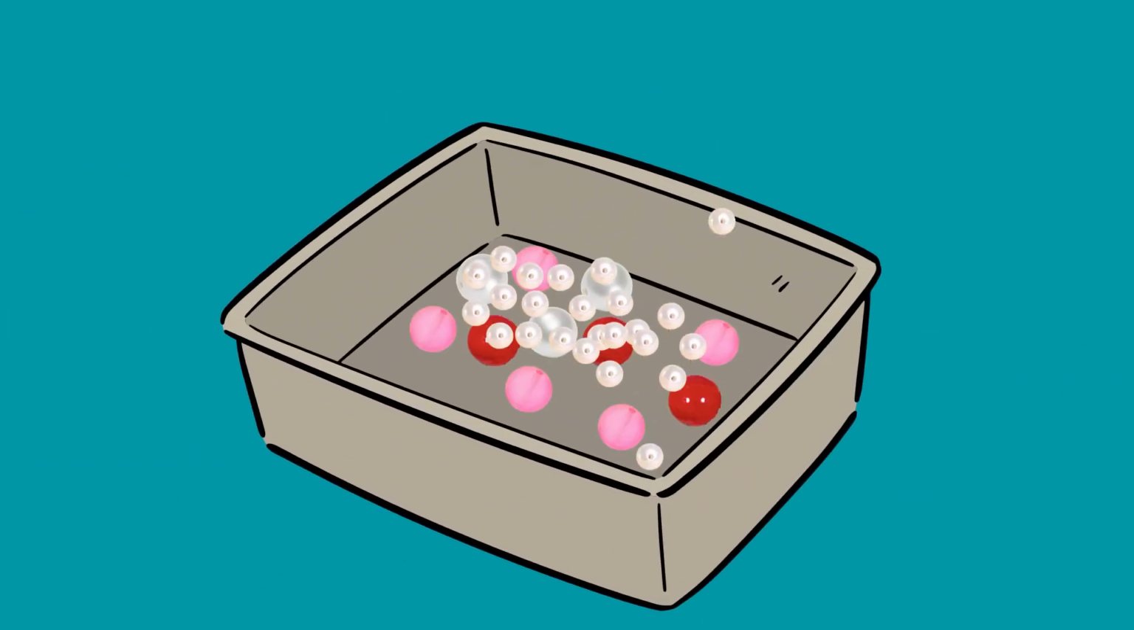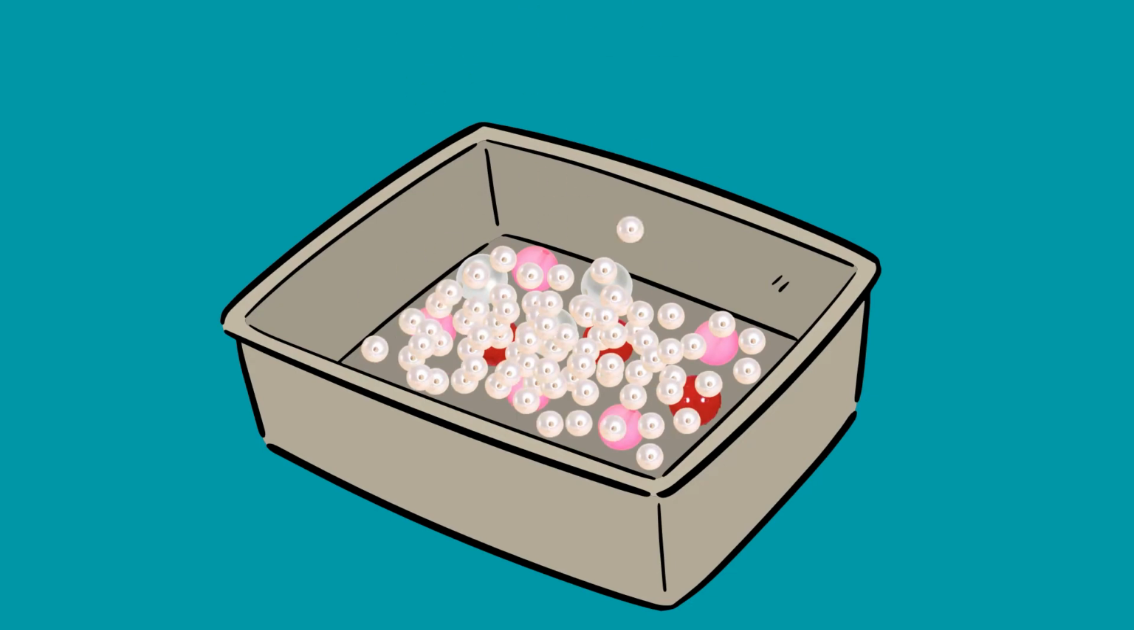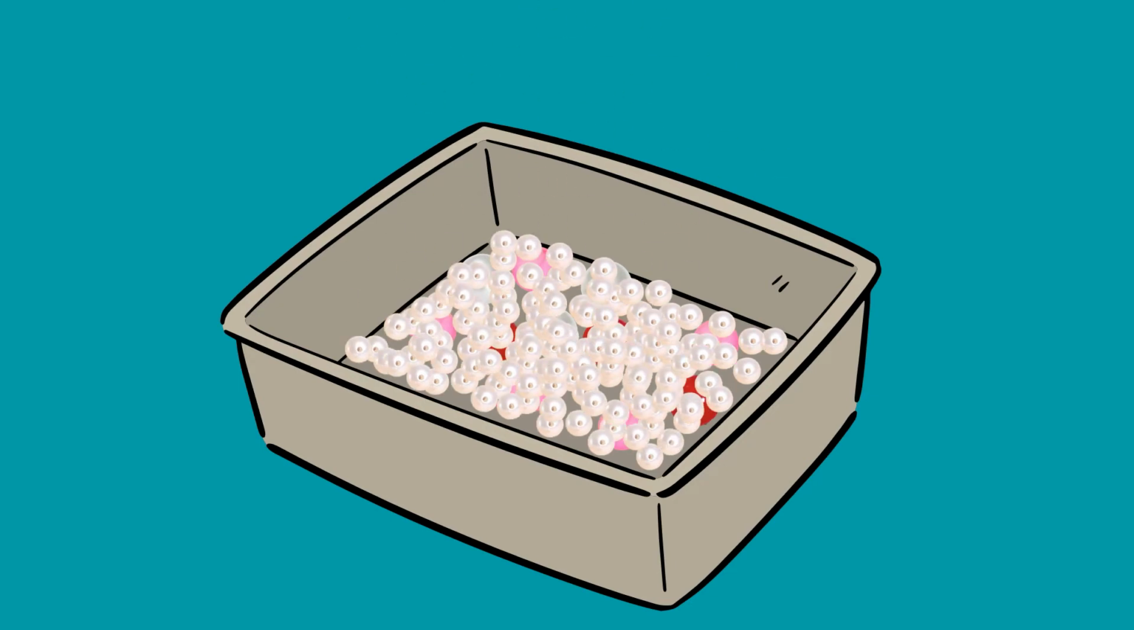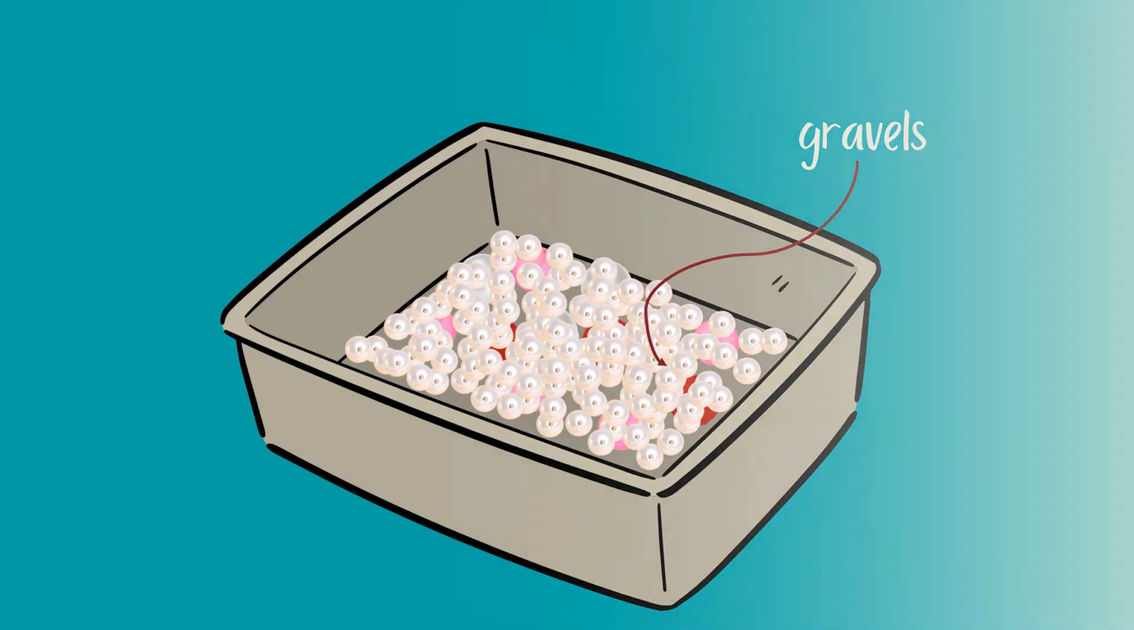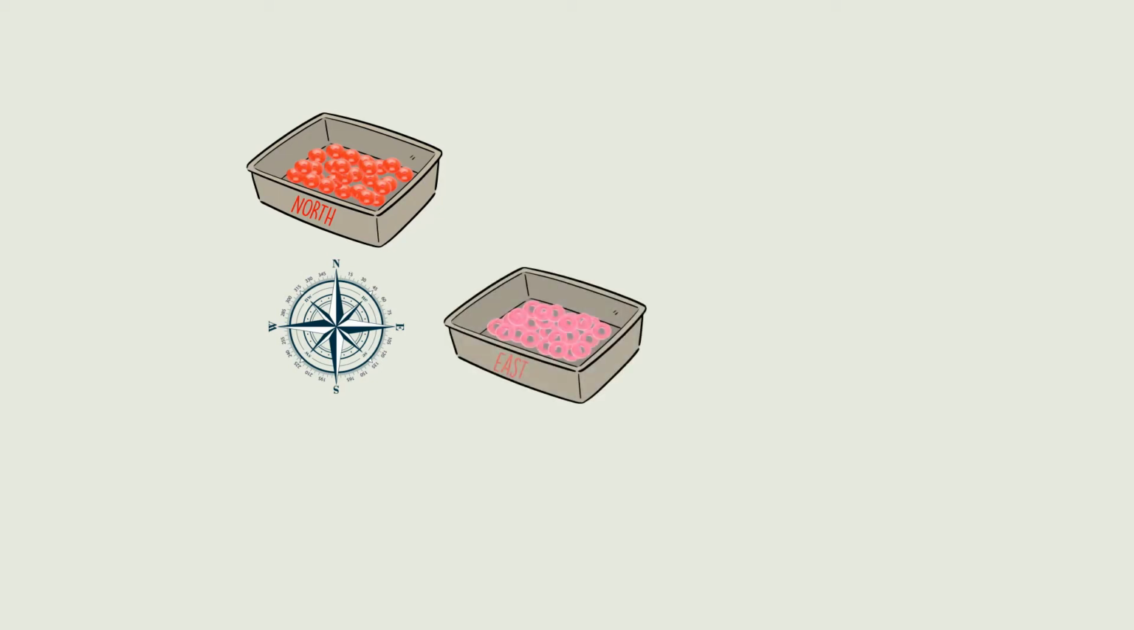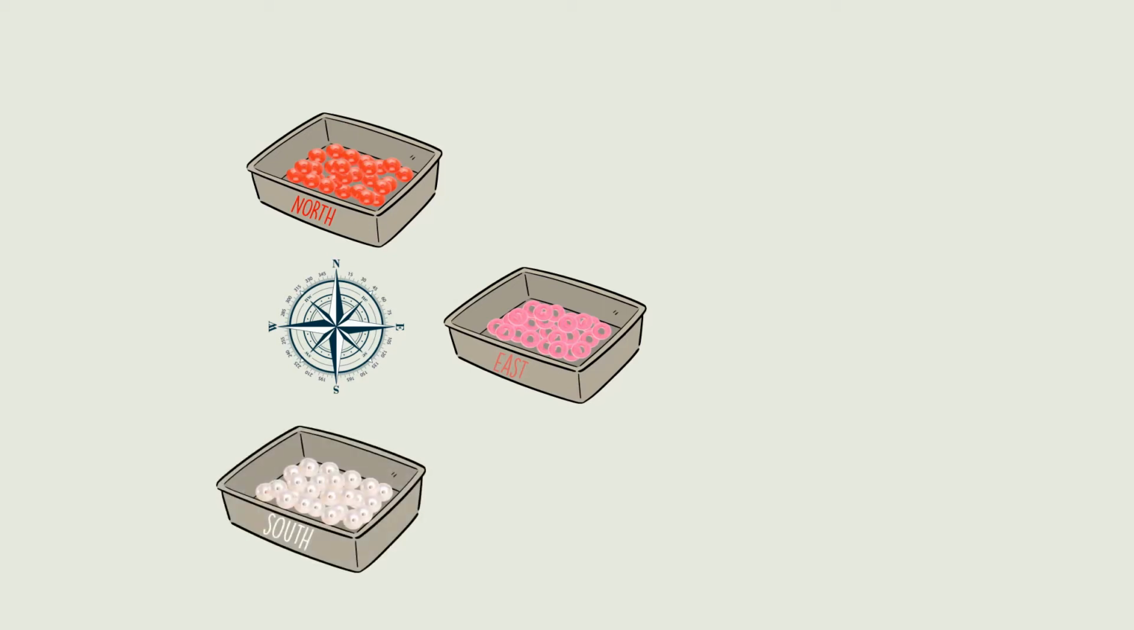Gravel divers normally bury themselves in gravel, which looks very much like small-sized beads. On the exotic islands where these gravel divers are found, the color of the gravel varies according to geographical location. Specifically, on the north side of the island, the gravel is red. On the east side, the gravel is pink. On the south side, the gravel is white. And on the west side, the gravel is green.